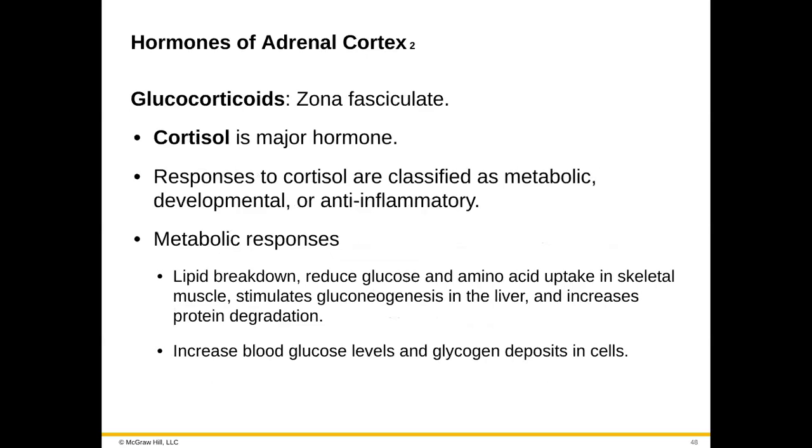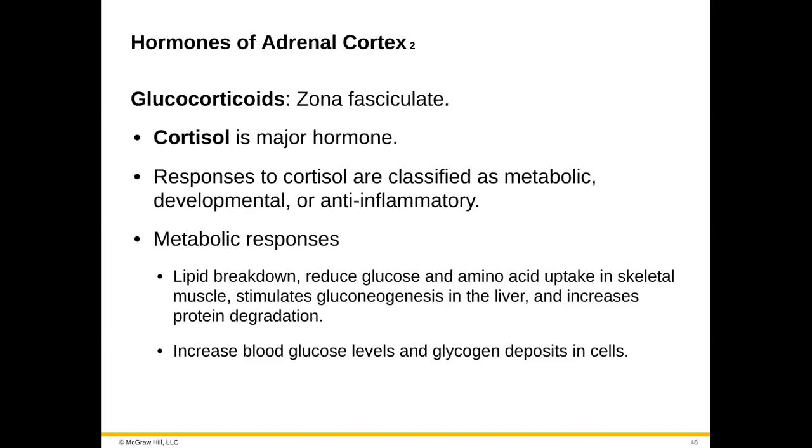So glucocorticoids coming from the zona fasciculata. Cortisol is the major hormone here. Cortisol is the long-term stress hormone. It's classified as metabolic, developmental, or anti-inflammatory. And if you see someone that has chronic cortisol levels, or if you know someone that has chronic, high cortisol levels, pay attention. Some of the signs and symptoms will start to fall into place here.